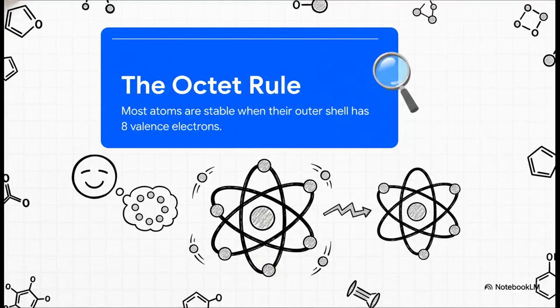And this brings us to a huge idea in chemistry called the octet rule. It's pretty simple, actually. It just means that most atoms feel happy, or stable, when their outermost shell has a full set of 8 electrons. Think of it like a collecting goal. And this one desire is what drives them to interact with other atoms.